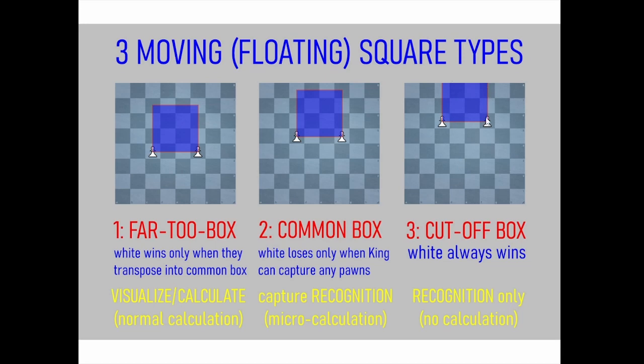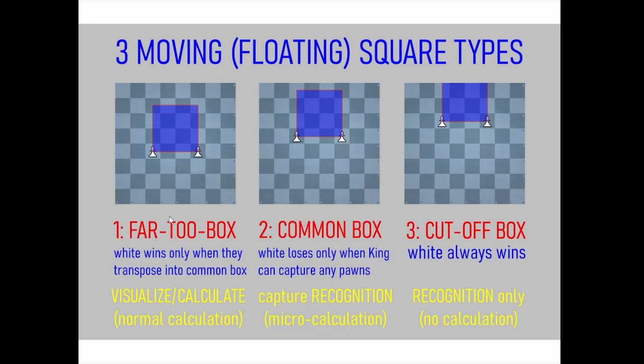If we just reach that, it's the win regardless who is on the move. On the second position with the common box, we are just having so-called micro calculation. It is something like just recognition if one of the pawns can be captured immediately. If not, it's the winning position. If it is captured, the other pawn is going to be captured as well, as long as the white king doesn't support it.